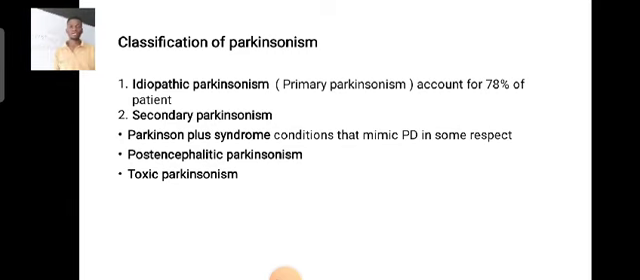In a nutshell, Parkinsonism is classified into primary and secondary causes. When we talk about primary classification, we are talking about idiopathic, unknown causes. We don't know what causes it, and it accounts for 78% of Parkinsonism. When we talk about secondary Parkinsonism, there is Parkinson-plus syndrome, where the condition mimics PD in some aspects.